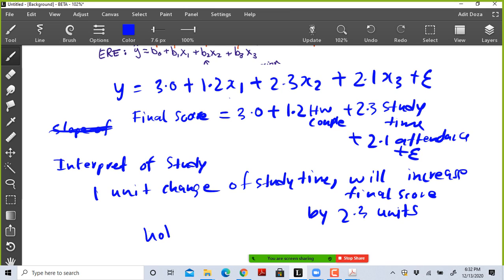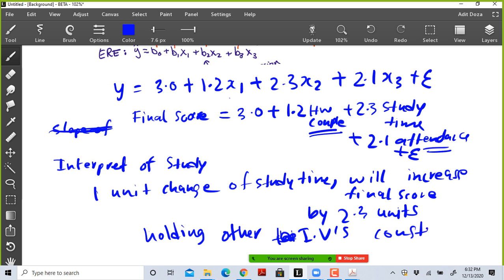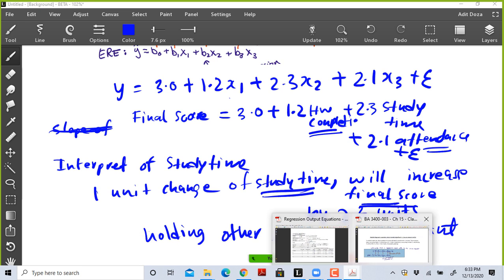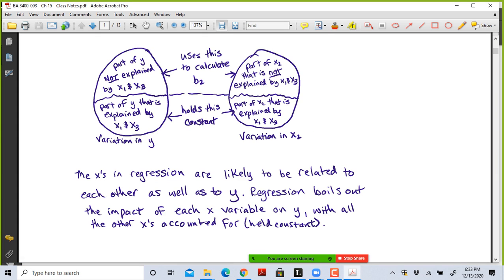But holding the other slopes constant, basically holding other things like homework completion and attendance constant, the other IVs constant. So in this case we hold homework completion rate and attendance rate constant. If I'm analyzing only study time, then I just focus on study time. And why will it increase? Because it's a positive number. If it was negative, then it would decrease. Is it clear? Yeah, so something like that. With all other x's accounted for, all the other IVs held constant.